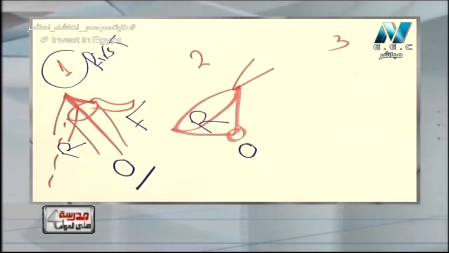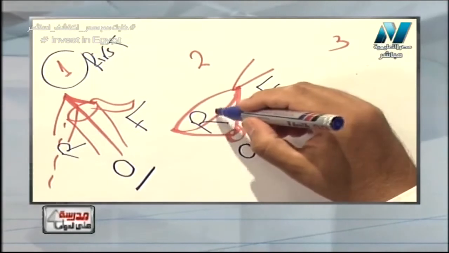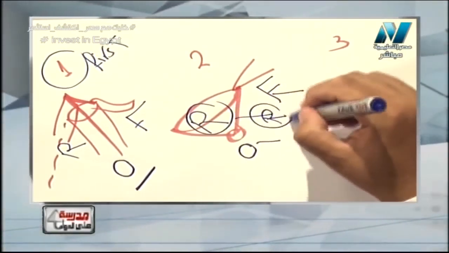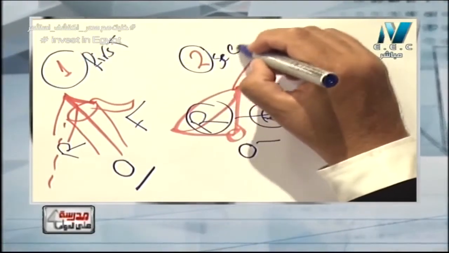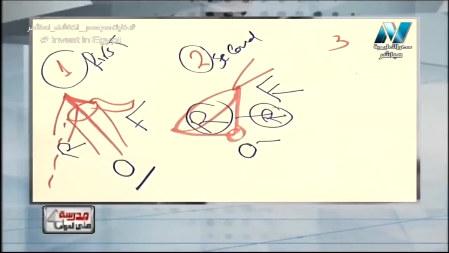Where is the effort force F? F is at the place of the hand, as we agreed. Which one is in the middle? Here, R is in the middle. Look here: F, R, O. R in the middle, so it will be a second class lever. It will be what? Second class lever. So always, if R is in the middle, it is the second type, second class levers.